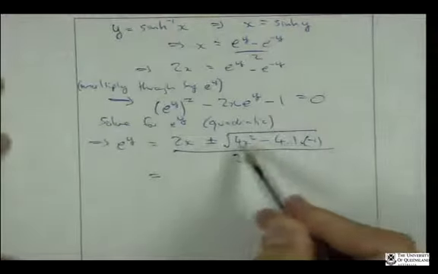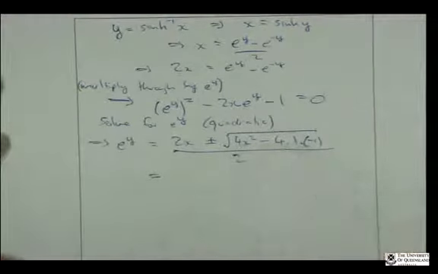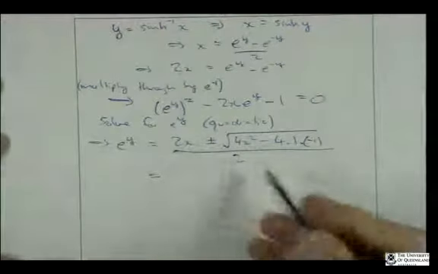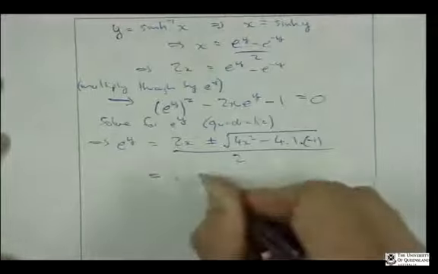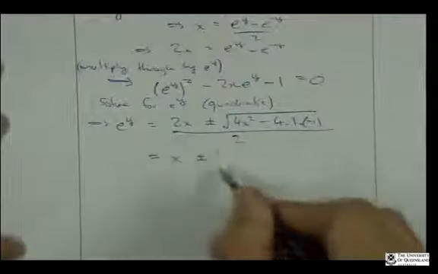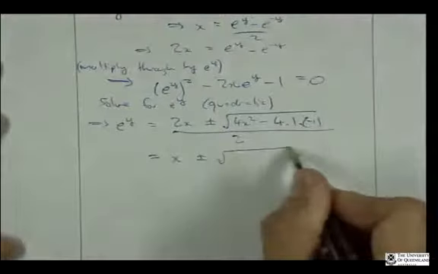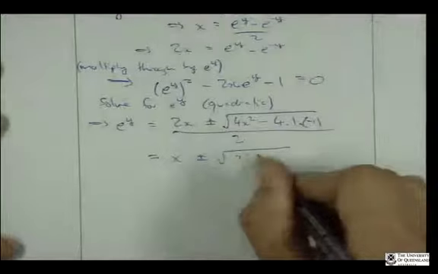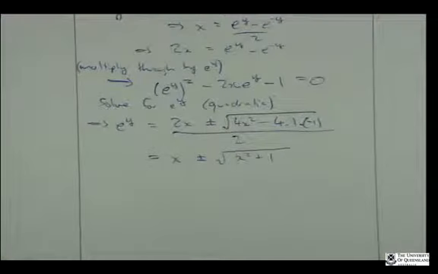This now simplifies. I've got a common factor of 4 inside the square root, which I can bring outside. The square root of 4 is 2, and both these factors of 2 in the numerator cancel with the denominator. So we end up with x plus or minus the square root of x squared plus 1 in this case.